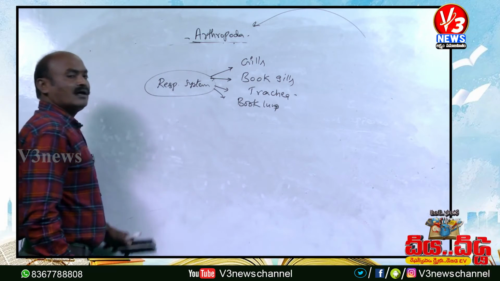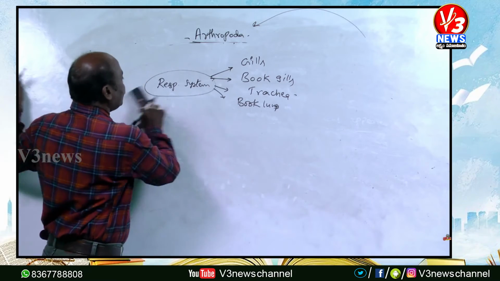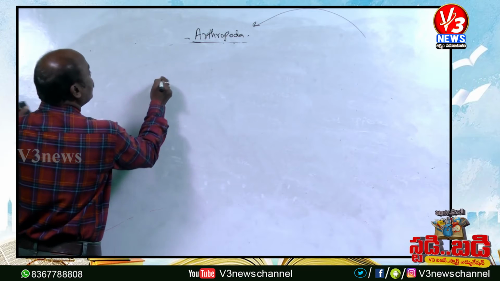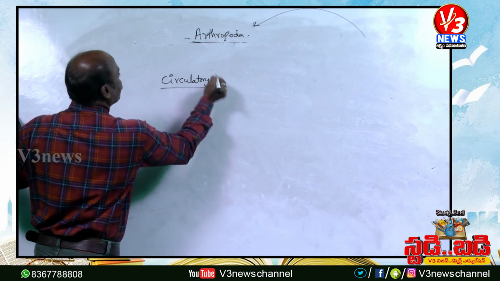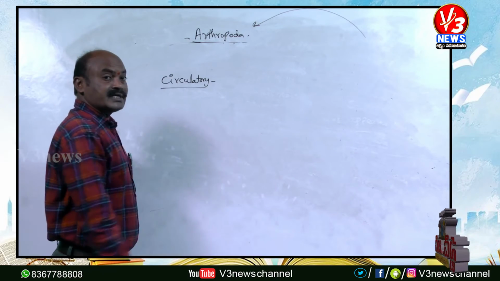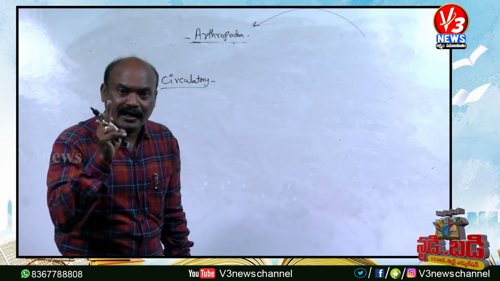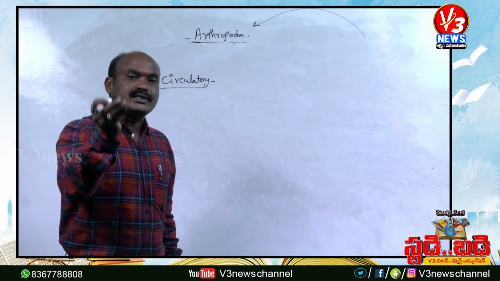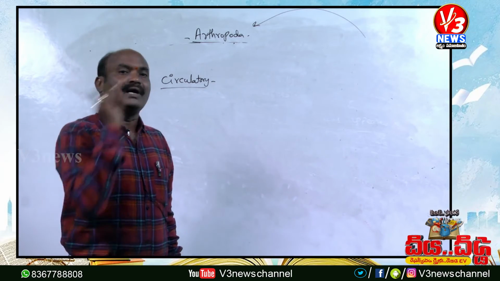So these are the special respiratory organs in arthropods. Then coming to the circulatory system. In yesterday's class in the phylum Arthropoda, we discussed that the circulation is open type. In annelids, it is a closed type of circulatory system. Closed type means flow of blood only within the blood vessels.